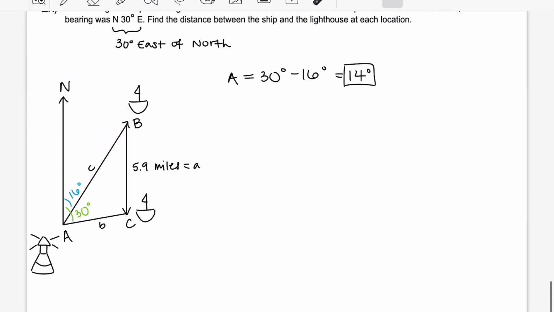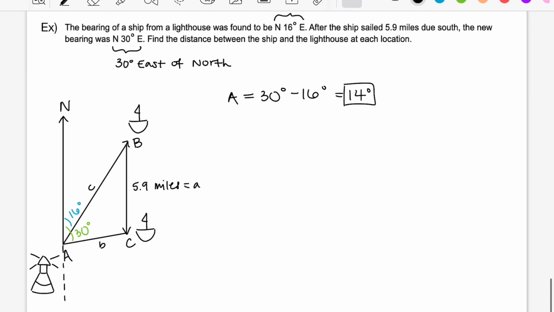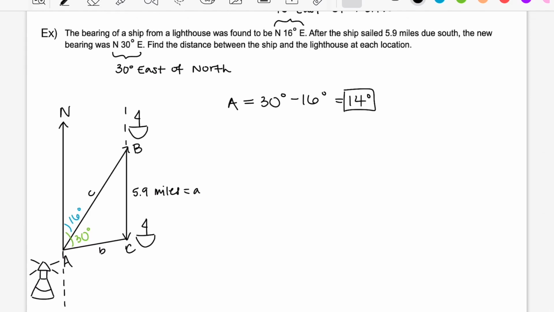And going back to our diagram, notice that our due north is going to be one line, and then our due south is another line. So we have two parallel lines, and they're being intersected by this line here. So this is our transversal in this case. So this means that this angle here must be the same as this one, and then this angle here must be the same as this one. So this tells us that our angle B will also be 16 degrees.